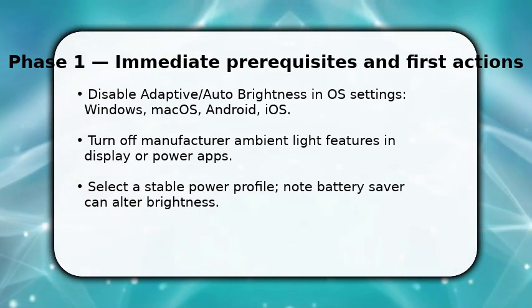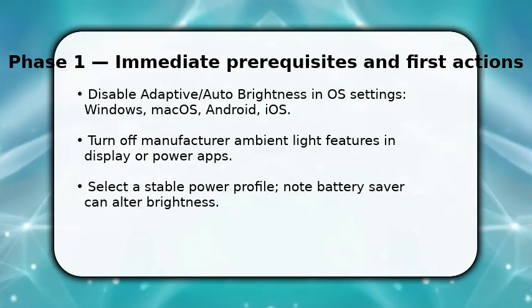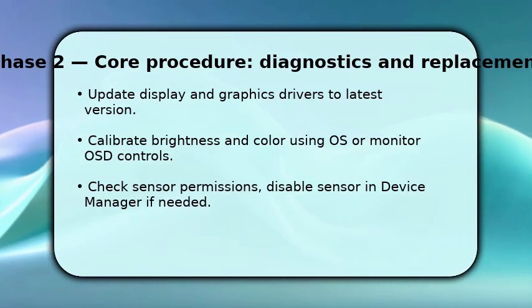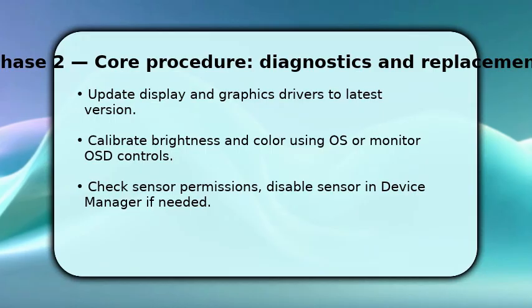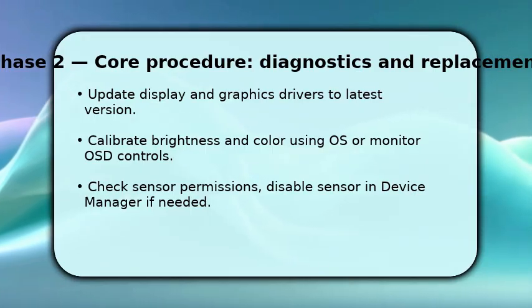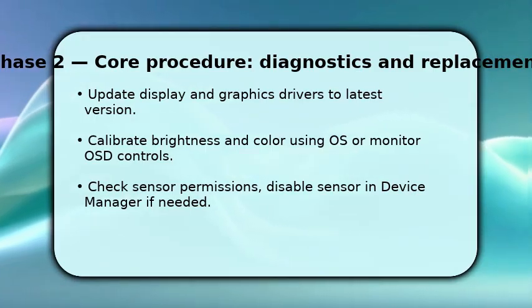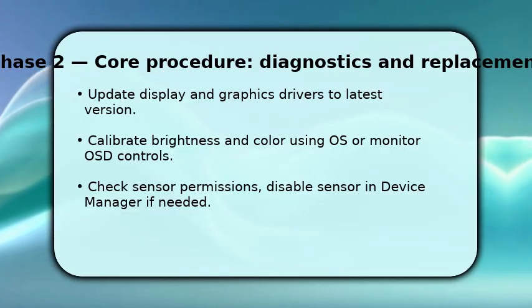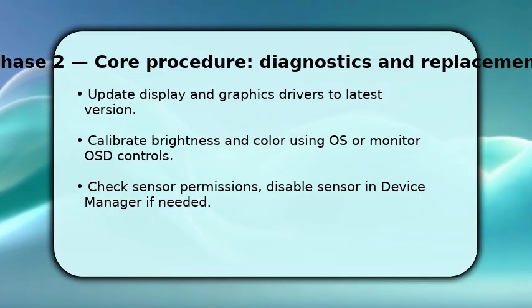Now, refine control by updating and calibrating. You should install the latest display and GPU drivers. Outdated firmware often triggers erratic brightness behavior. Next, calibrate brightness using the OS calibration tool or the Monitor OSD so the nominal level is precise.